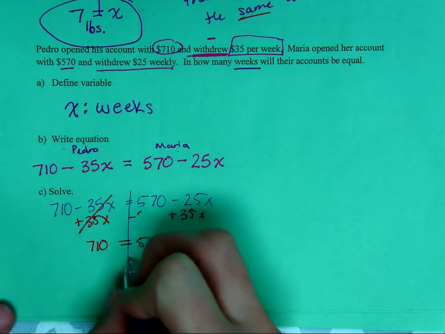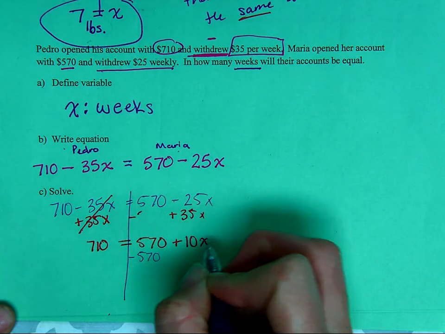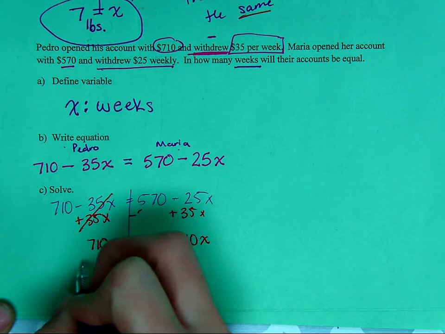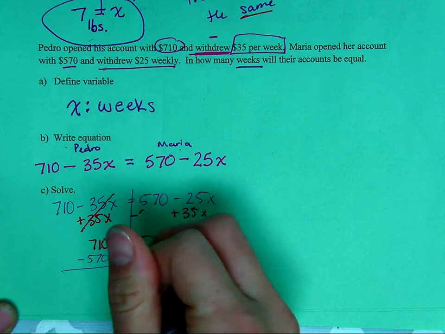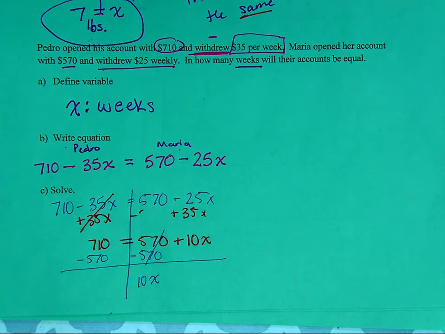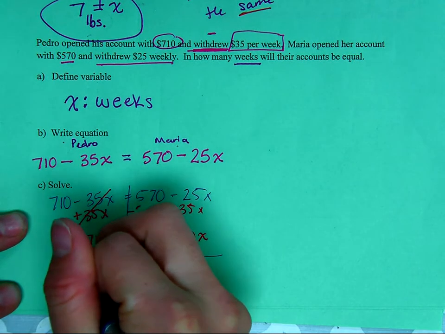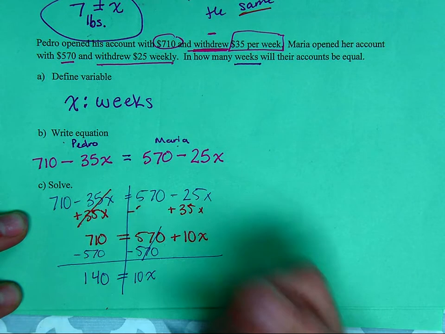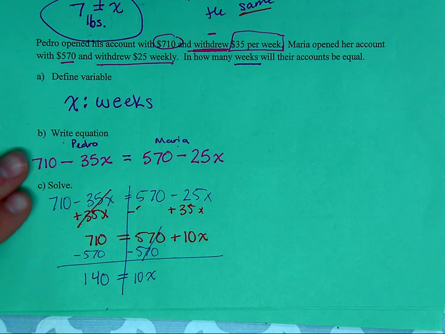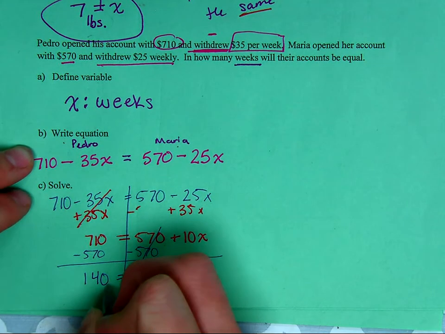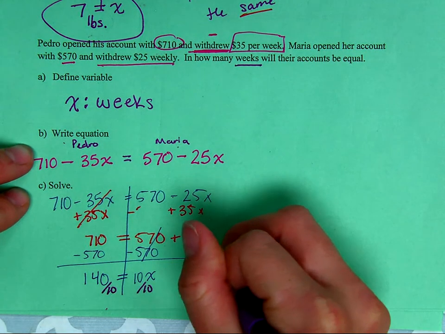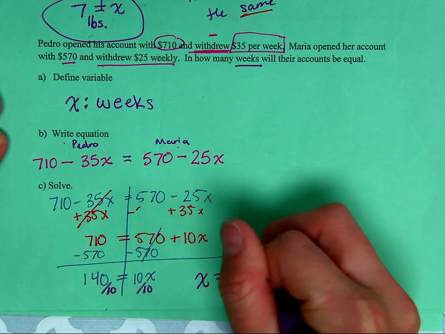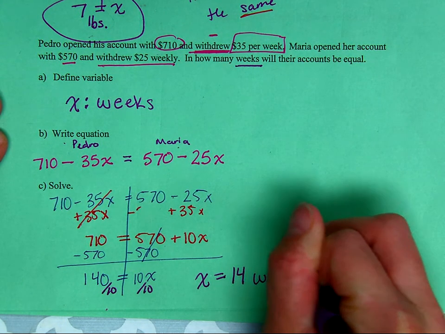Now I'm going to subtract my 570 because I'm trying to get x by itself. That goes away. I have my 10x. Okay, 570. When I subtract, I get 140. So my last step here is to divide by 10 on both sides. And I get x is equal to 14 weeks.